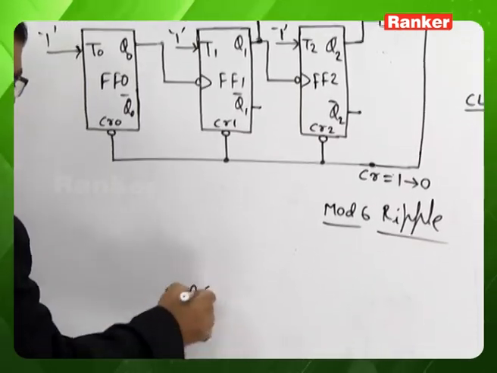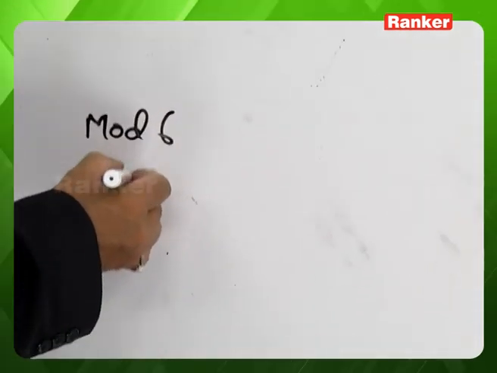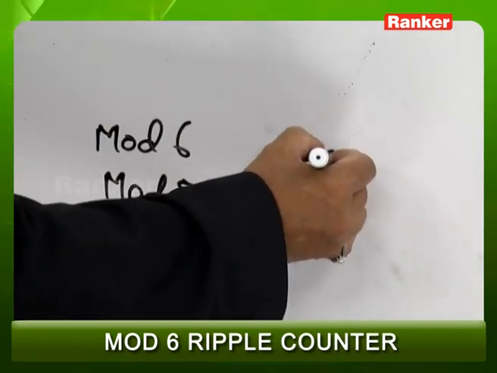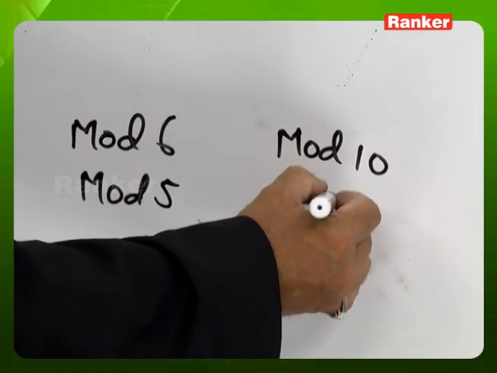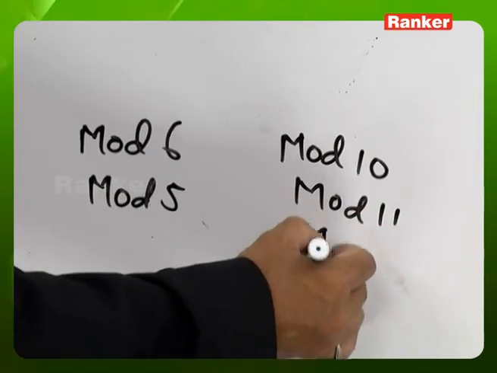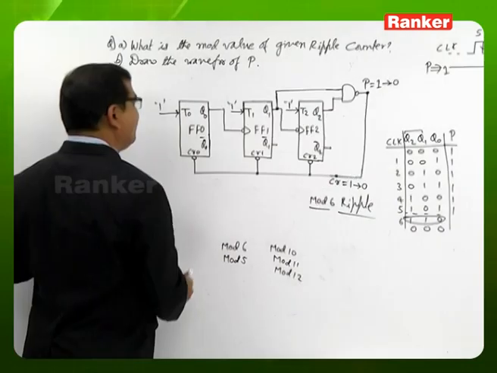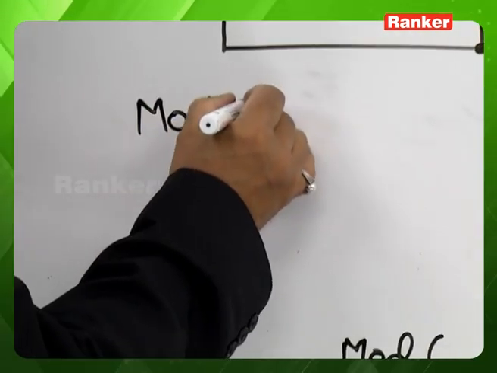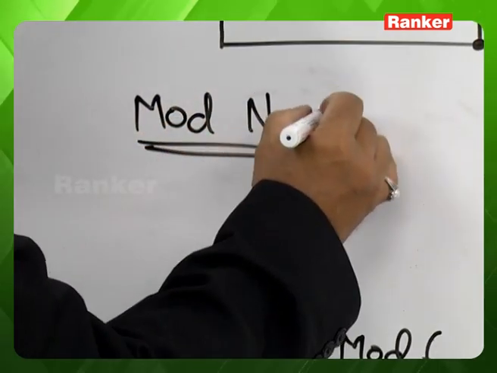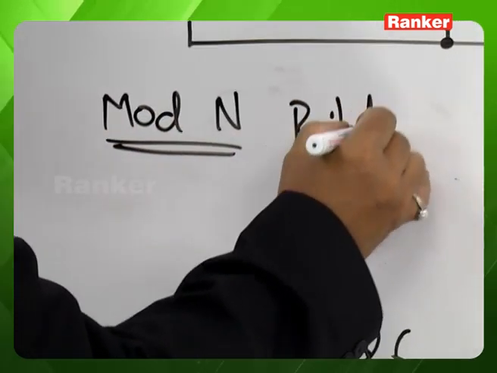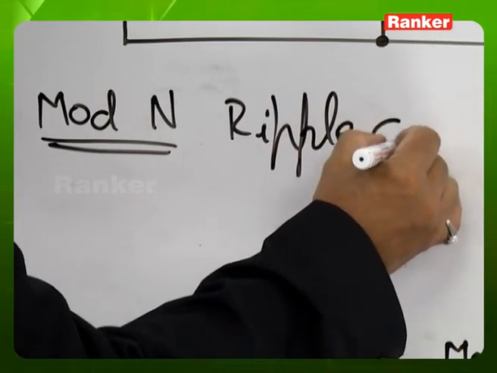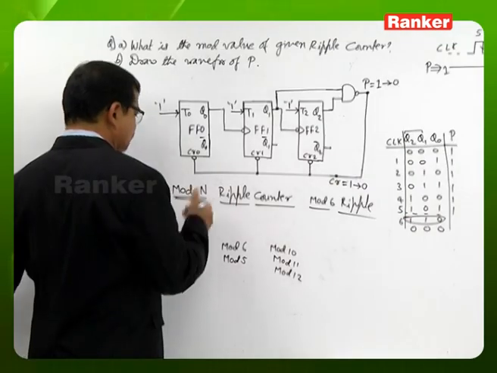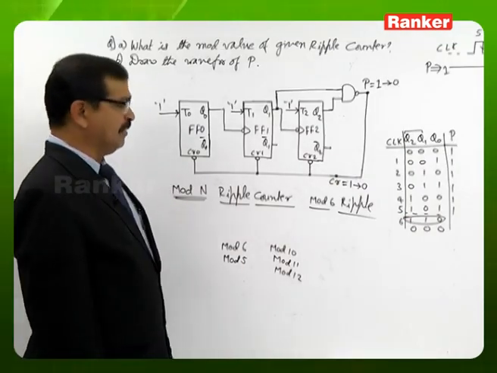mod 6 ripple counter, or mod 5 ripple counter, or mod 10 ripple counter, or mod 11 ripple counter, or mod 12 ripple counter. In general, our focus is how to build a mod n ripple counter. It is a thing we need to understand. Based on this question, it is possible to explain how to build such a mod n ripple counter.